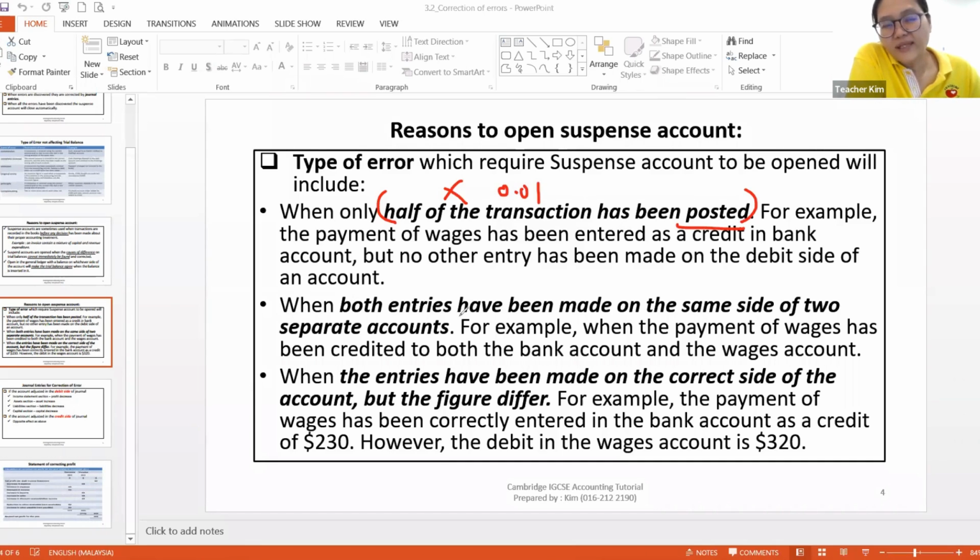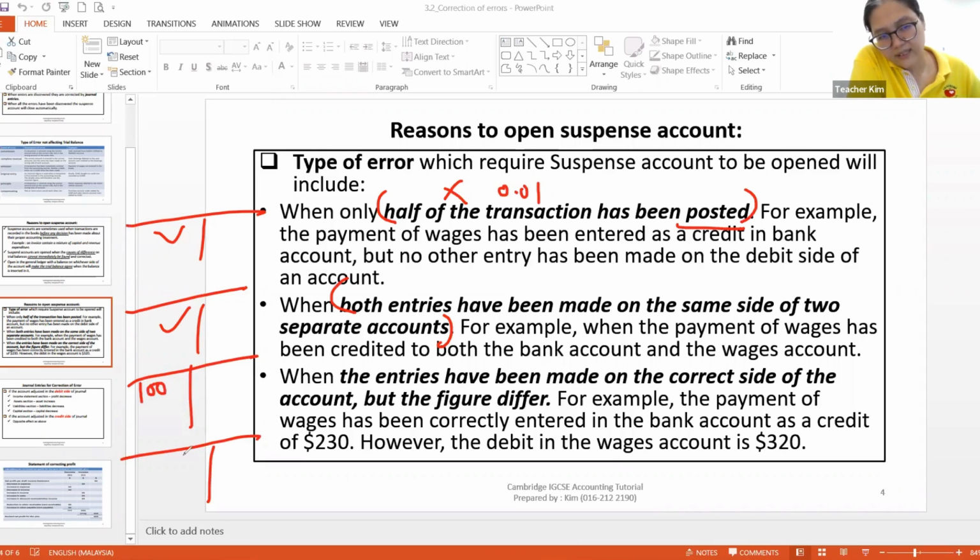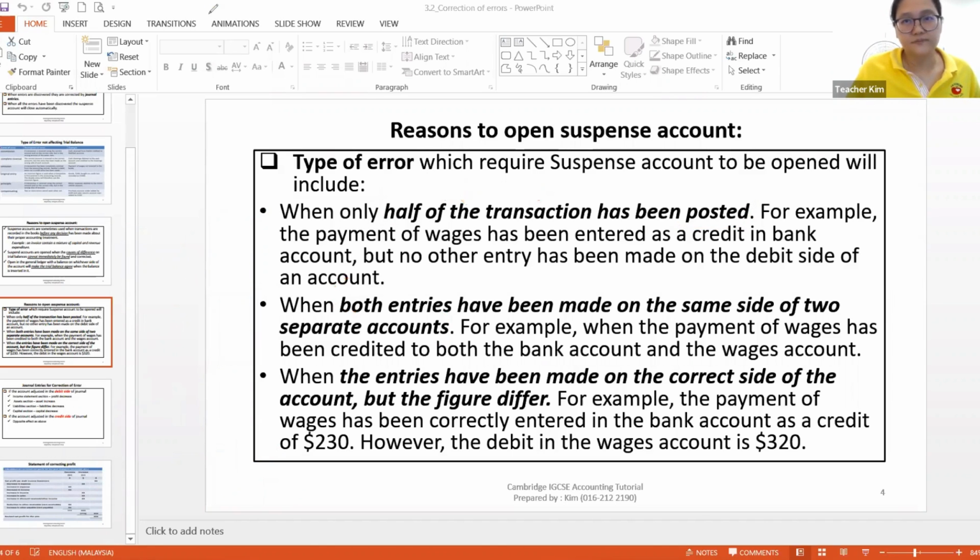Next, when both entries have been made on the same side of two separate accounts, I mean a person puts both as debit, then it causes the account to not balance. Or the entry has been made on the correct side of the account, but the figure differs. It means I put 100 here, but accidentally here on credit I put 1,000. There's a difference. Okay, let's move on.